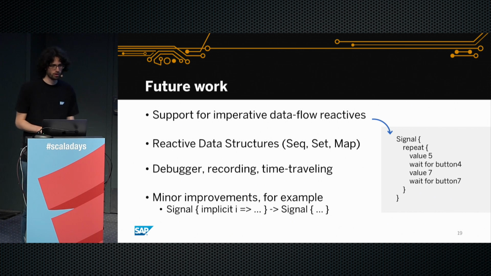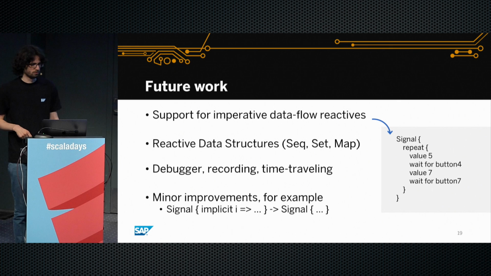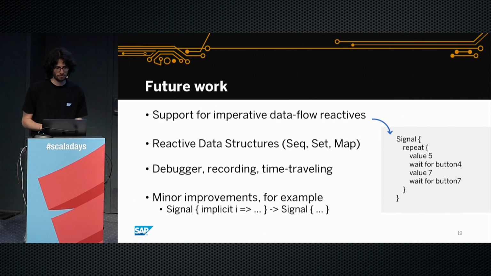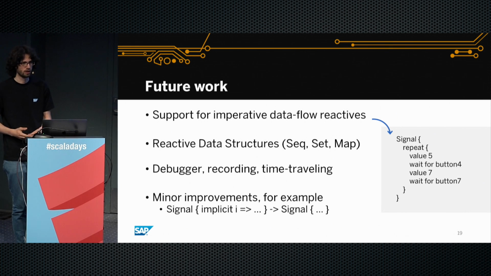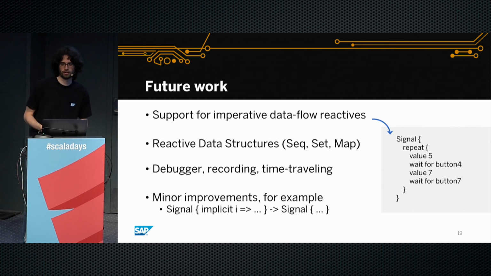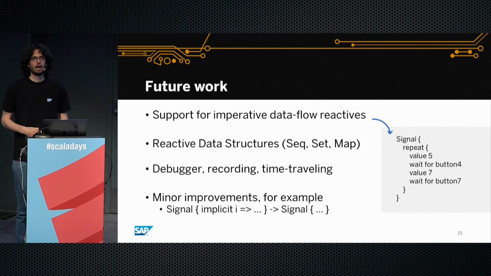So another thing we want to add in the future are reactive data structures. So currently, when you have a sequence of things, like in a UI, a sequence of buttons, we just have the signal of the sequence. But when we, for example, only change the second element of it, then if the sequence were aware of functional reactive programming, it could only trigger changes for the dependencies of the second value.